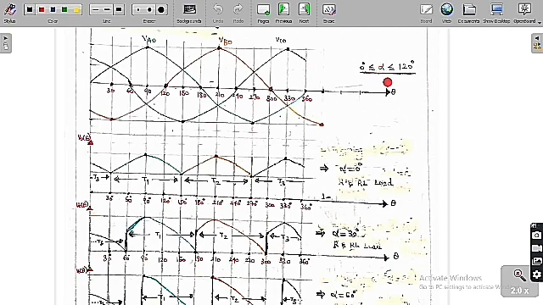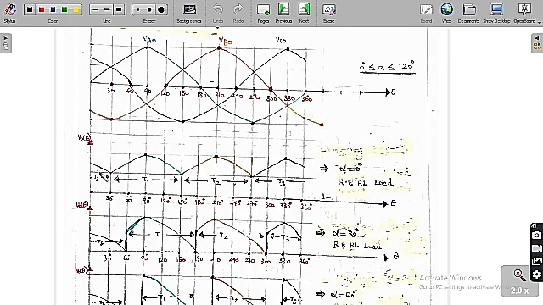So we can simply say that the actual triggering angle of the thyristors with respect to origin is 30 plus alpha for T1, 150 plus alpha for T2, and 270 plus alpha for T3, whereas alpha can only lie between 0 degree to 120 degree. So when alpha is equal to 0, it becomes 30 degree, 150 degree and 270 degree, and T1 conducts from 30 to 150, T2 from 150 to 270, and T3 from 270 to 390 degree.